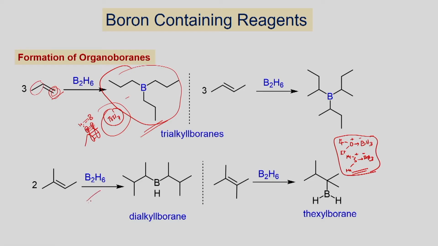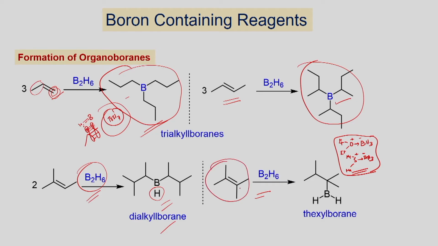For example, here the more substituted alkene is given. In this case, 2 molecules of alkene undergo addition reaction, and one of the B-H bonds is left here. So when 2 molecules of alkene undergo addition reaction, you can get this dialkyl borane. And now let us look at this one. In this case, where 3 alkenes undergo addition, you will be able to get this trialkyl borane. In this case also, with this more sterically hindered one, only 1 alkene undergoes addition reaction, and you will be able to get this thexyl borane as the reagent.